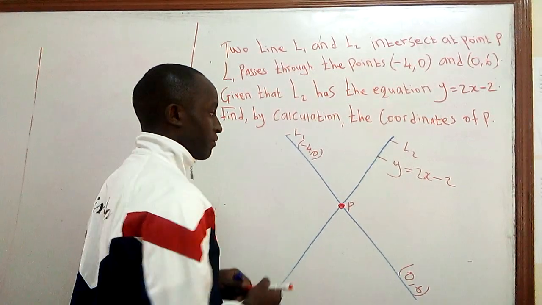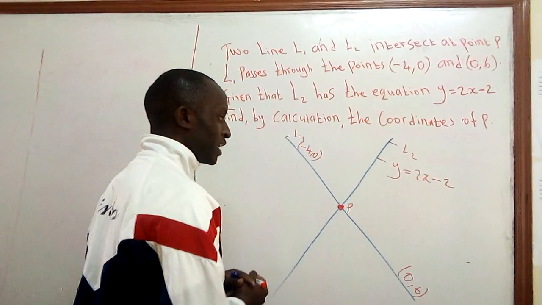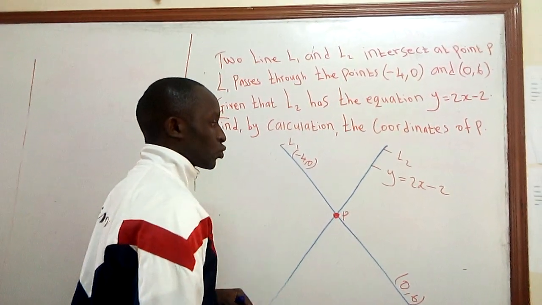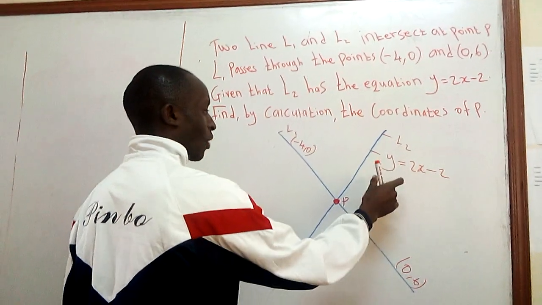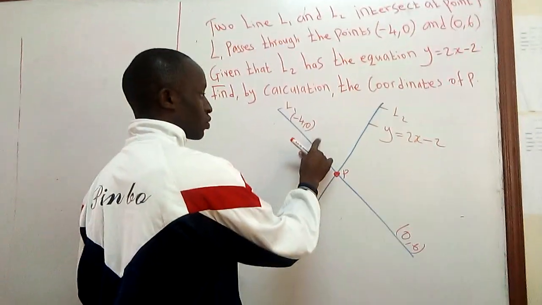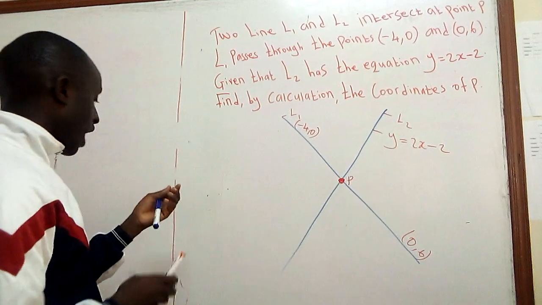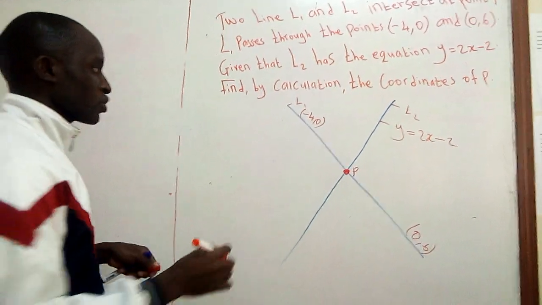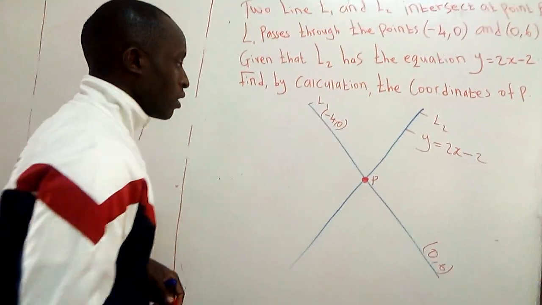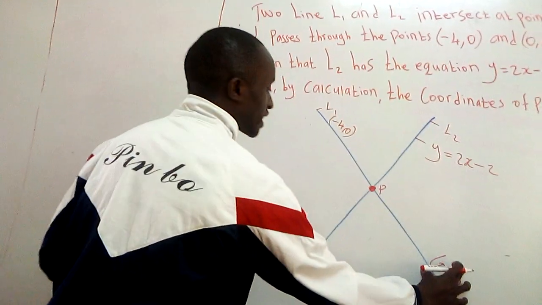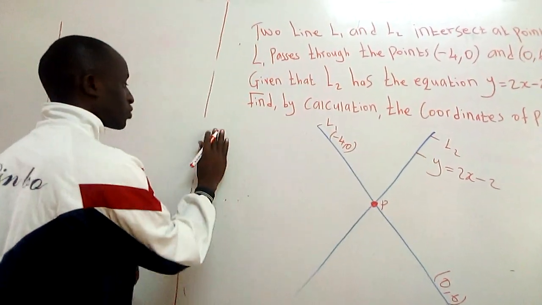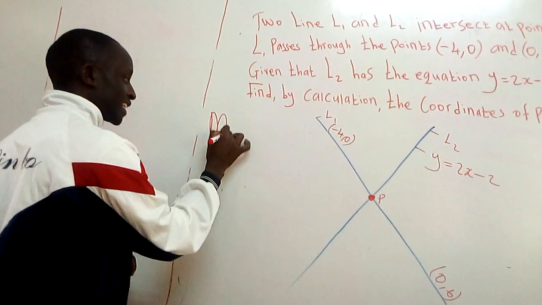This is by finding the equation of L1, in order for me to solve for the values of x and y using this equation and the equation for L2. How am I going to form the equation of L1? I'm going to form it by using these coordinates, whereby I'm going to start by finding the gradient.